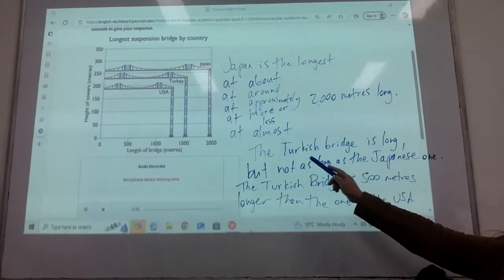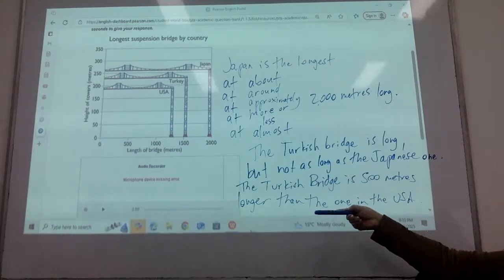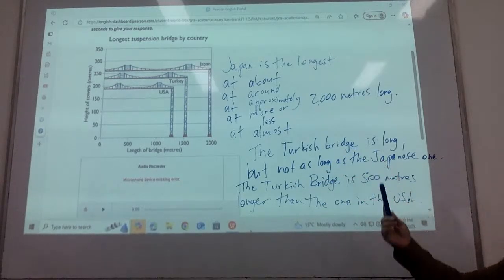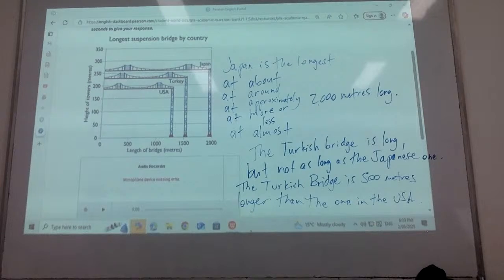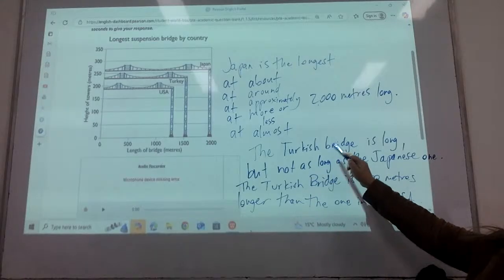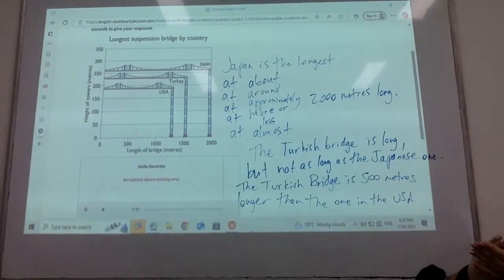No. But the but is a connector. You're connecting the two ideas, so no, not necessary, really. The Turkish bridge is long, but you could say it, but it is not as long as. But you're being repetitive because the but is telling you that we're talking about this. If you stop the sentence, absolutely, I would say, yeah, you need to start again. Every time you start a sentence again, of course, yes, you need to.